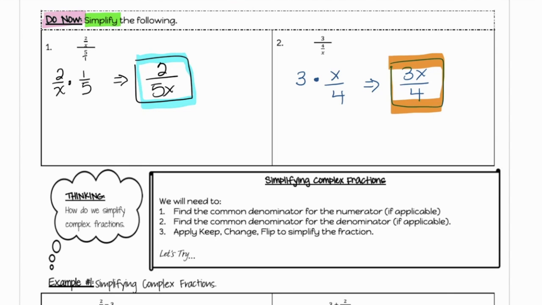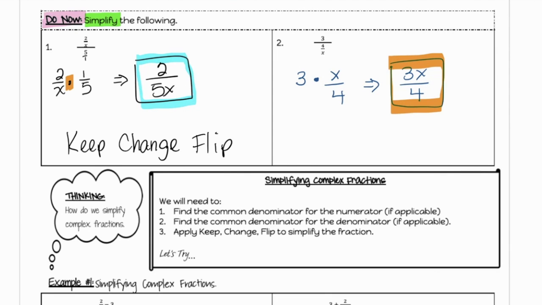Okay, so here are my 2 answers. This is what you should have got. For number 1, we had 2 over x divided by 5. So what I did was, let's take the numerator and keep it. I changed my operation from division to multiplication, which means that I should be flipping my denominator. So I applied keep, change, flip to get my answer of 2 over 5x.